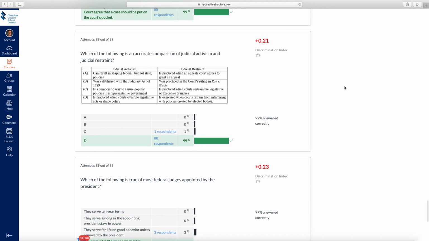Which of the following is an accurate comparison of judicial activism and judicial restraint? Judicial activism, it's D, is practiced when courts overrule legislative acts or shape policy. Judicial restraint, D, is exercised when courts refrain from interfering with policies created by elected bodies.